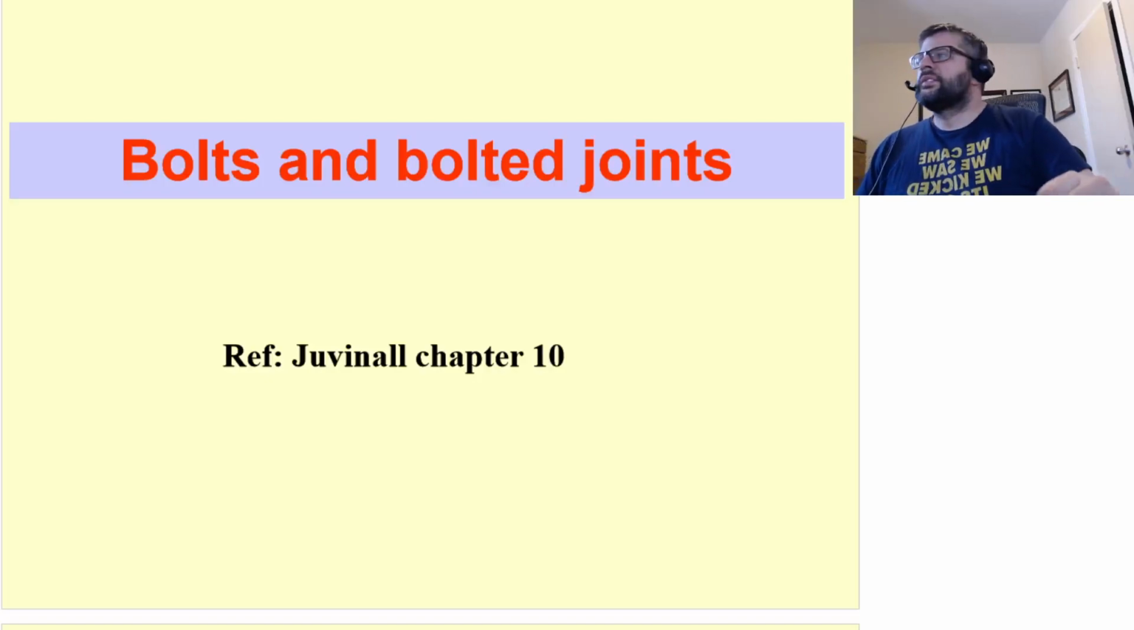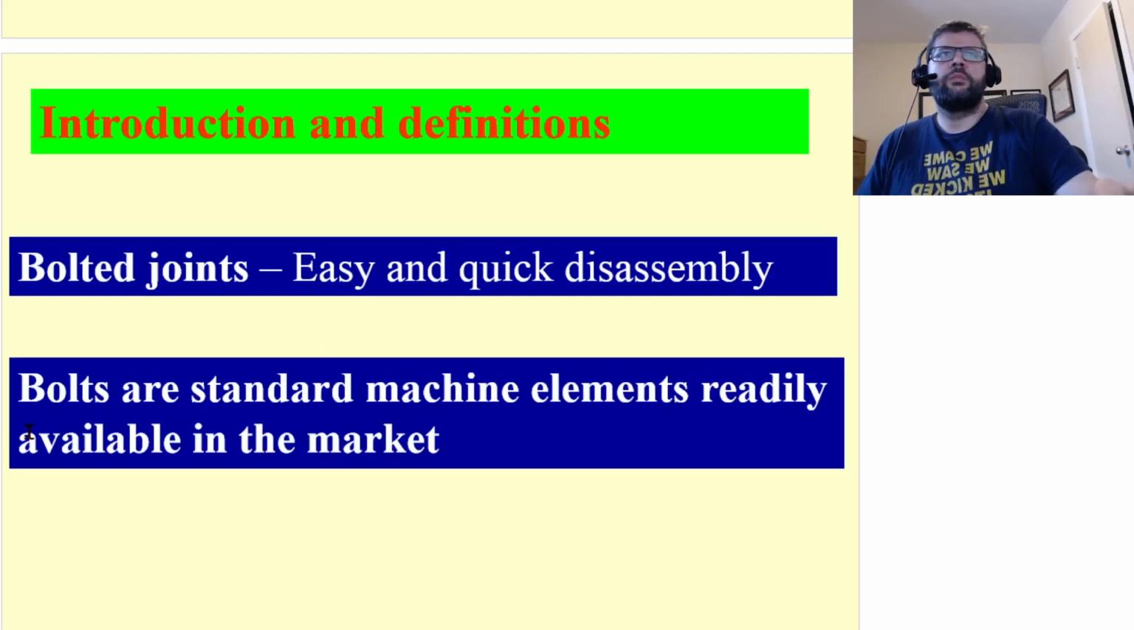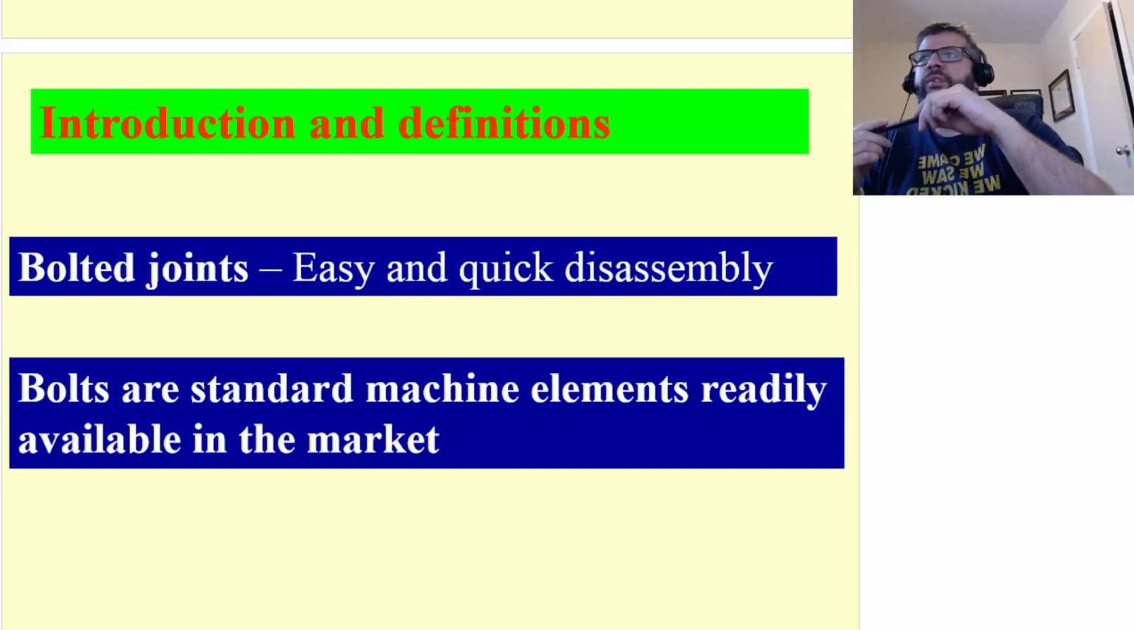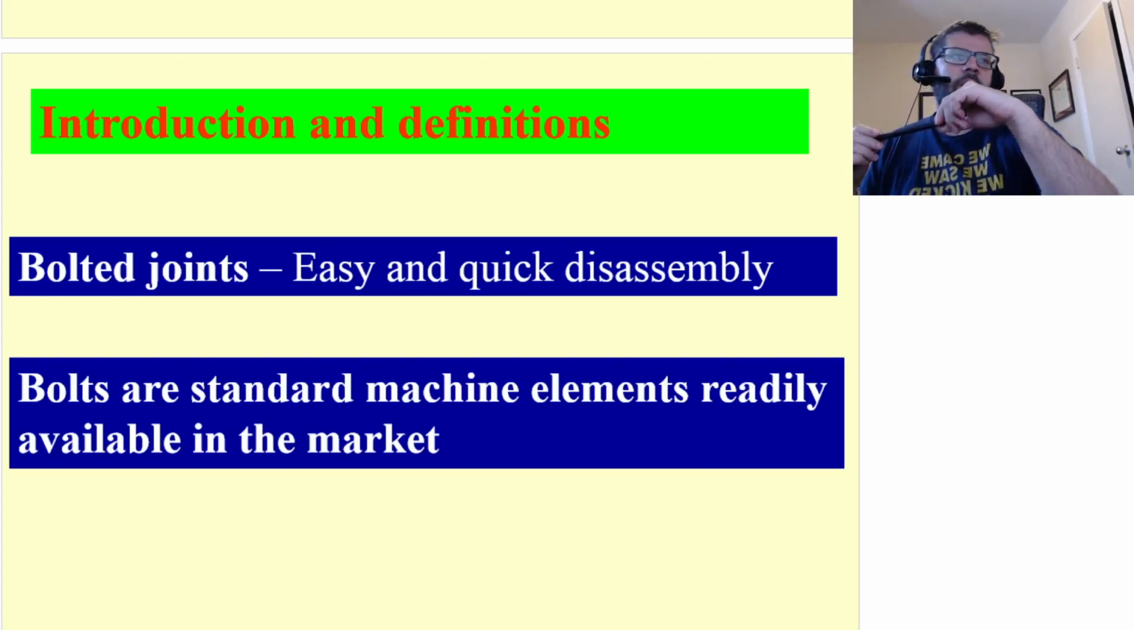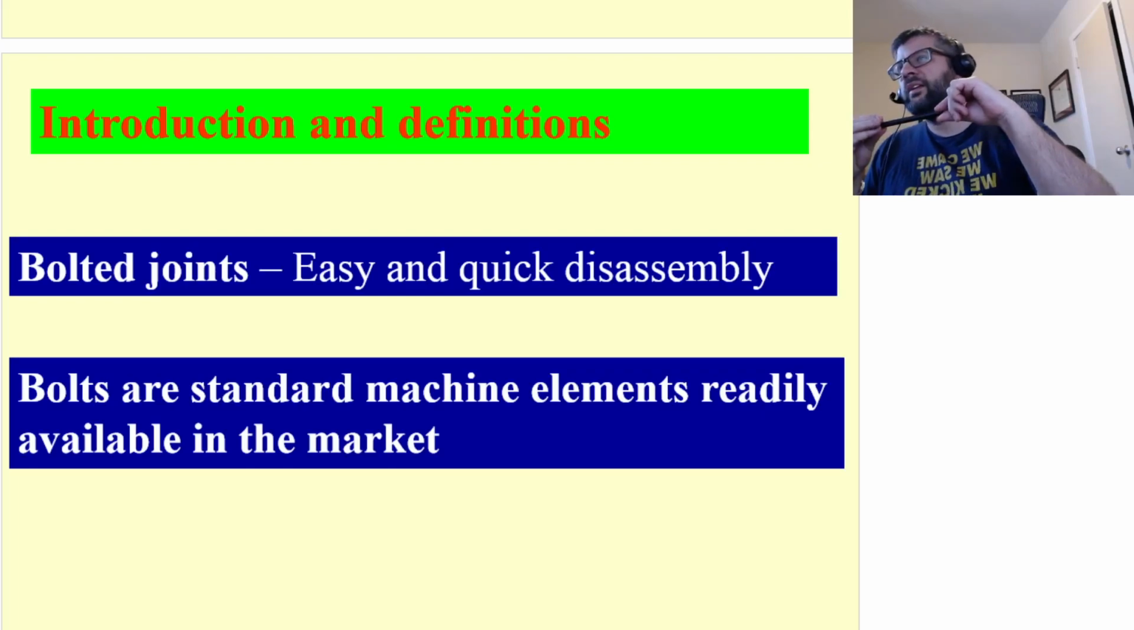Okay, so let's look at some bolts. Bolts are useful. Easy and quick disassembly is the primary benefit. We are able to ship stuff out in smaller packages, bolt stuff together, and remove stuff for maintenance, for repair, or if you just need to get it out of the way of something else that needs maintenance, and so on and so forth.